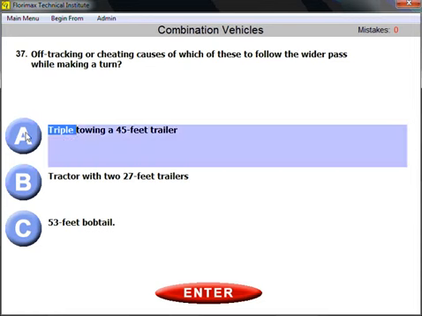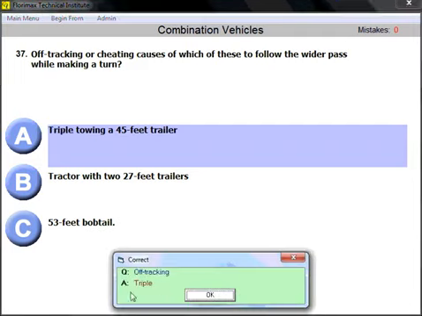All right. So when you see triple, off-tracking, triple. The actual length of the trailer is not applied here. What is applied is triple.